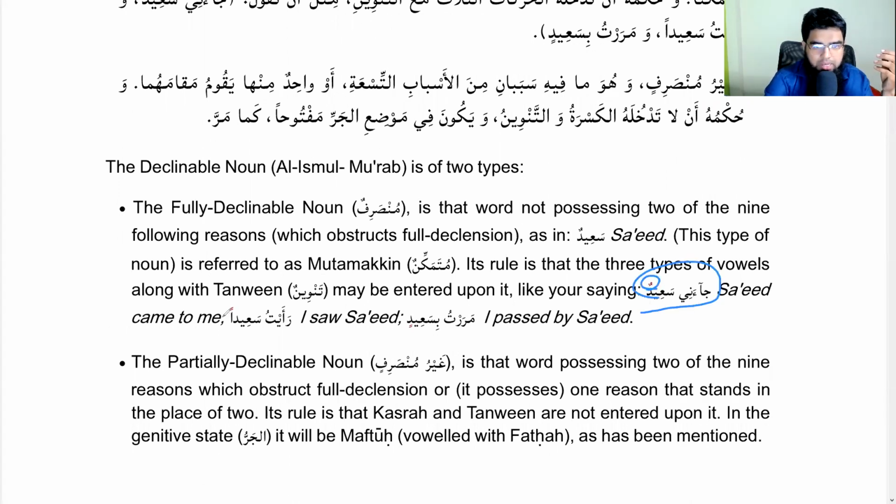Sa'idun, you put two dhammas, Sa'idan, and then Sa'idin. Right? You put everything. So Alhamdulillah, no problem. This is Munsarif or Mutamakkin. Some people call it Mutamakkin also. Mutamakkinan.